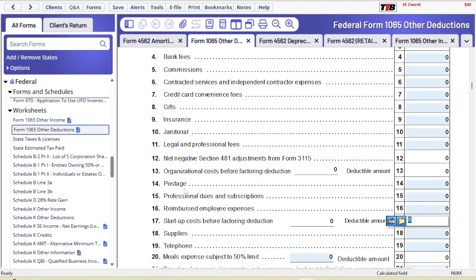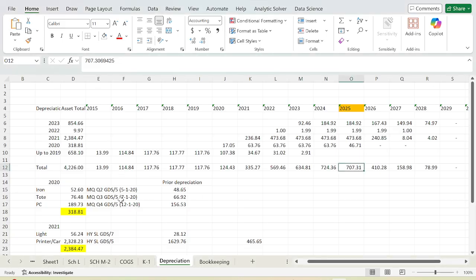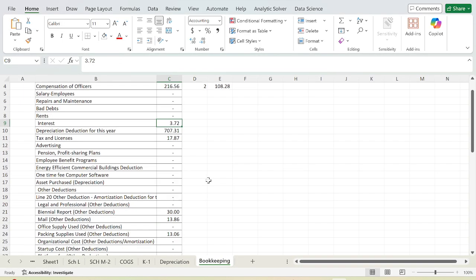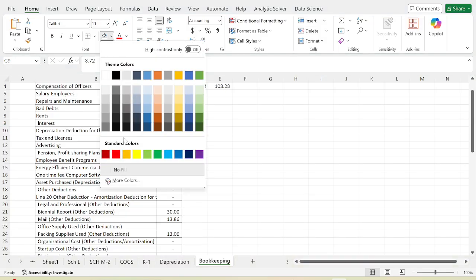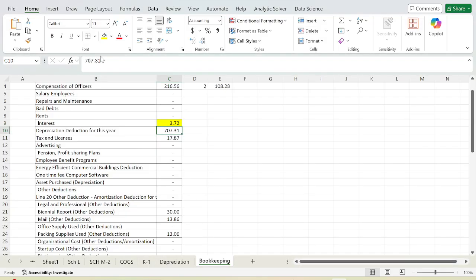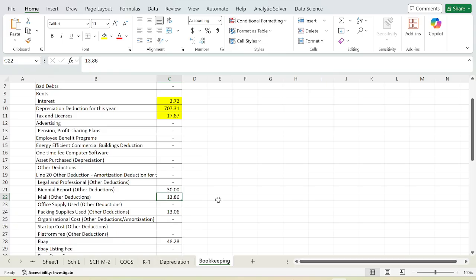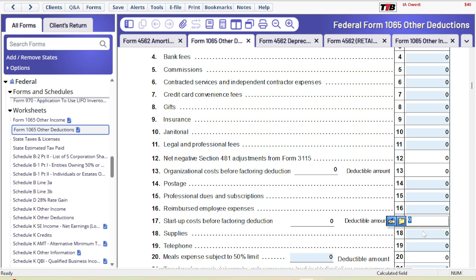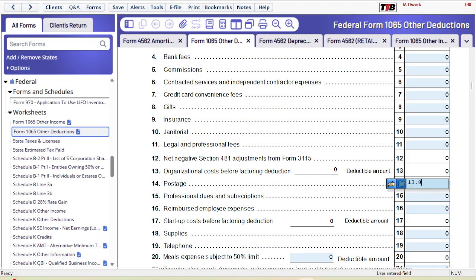So supply. First we have postage here. So let's come back to our bookkeeping session, and things that we use already, we can take them out of the way. And we have postage for 13.86. When you ship product, if you want to put it there, you can.